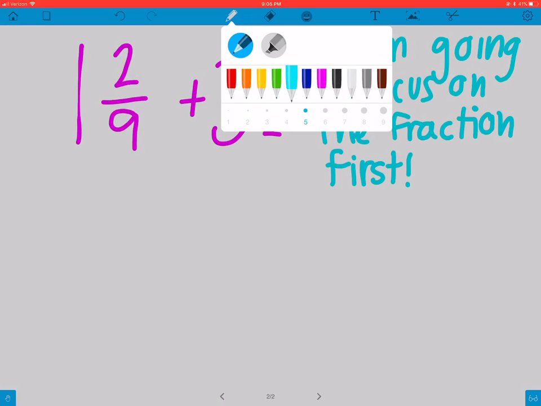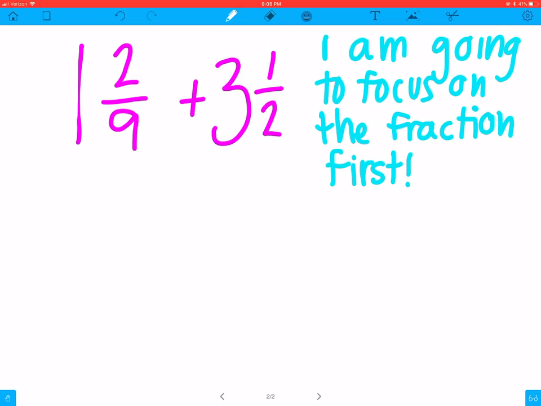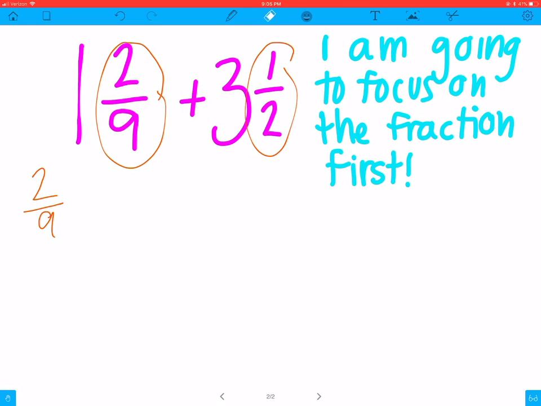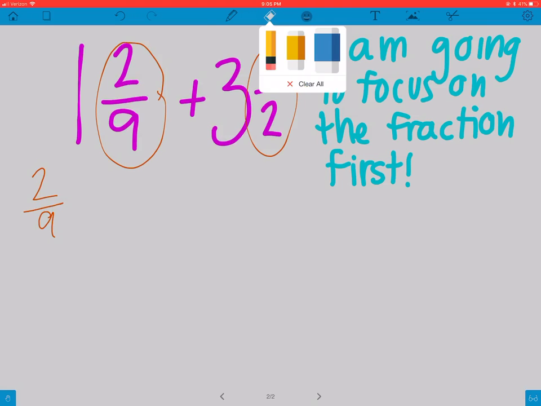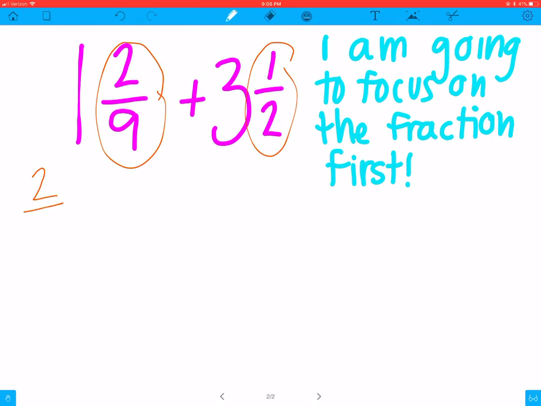So we're going to focus on the fraction first. So that 2/9 and that 1/2. I need to find a common denominator, right? So 2/9, oh, ugly 9. I better erase that and try it again. I'm going to rewrite the 9. So 2/9, there we go. 2/9 and 1/2. So I need to find a common denominator.